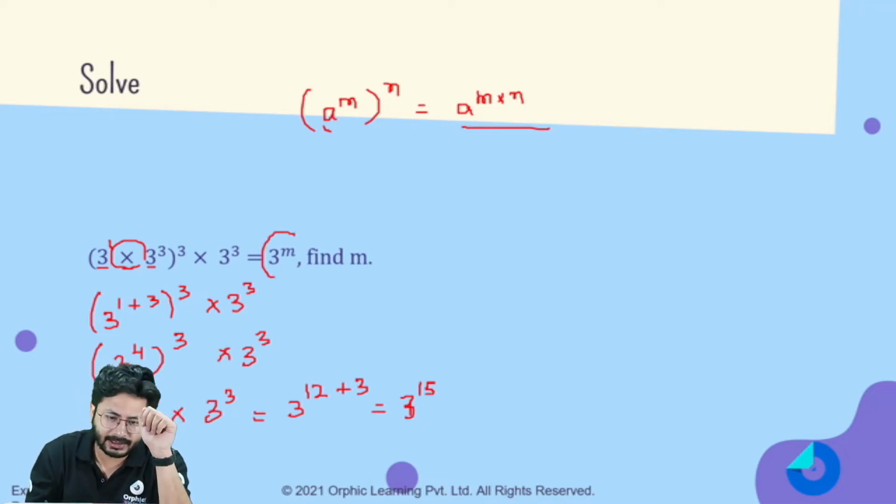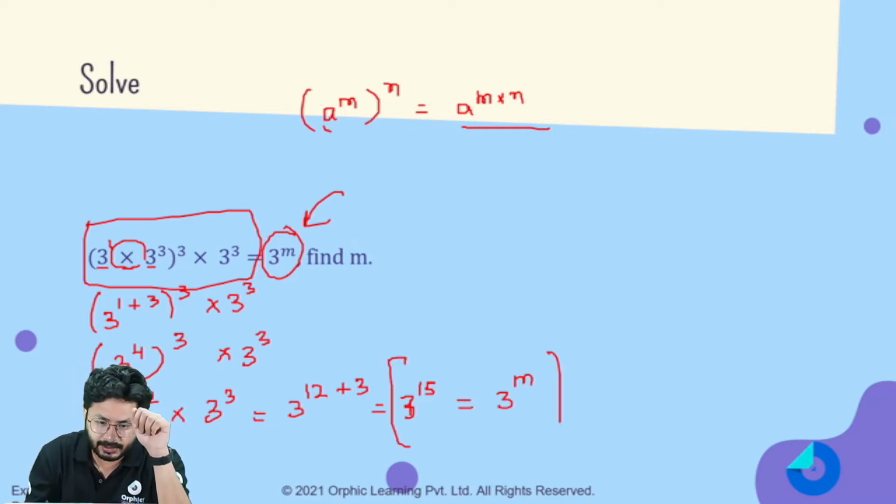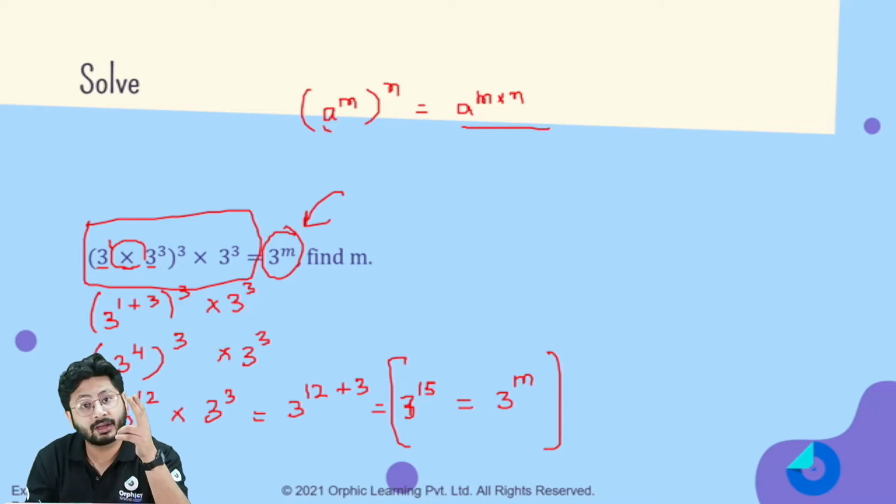और उसने बोला है कि क्वेश्चन में that the left hand side is equal to 3 to the power m. It means that this 3 to the power 15 is equal to 3 to the power m. Now कभी भी equation में if the bases are same, you can compare the powers.